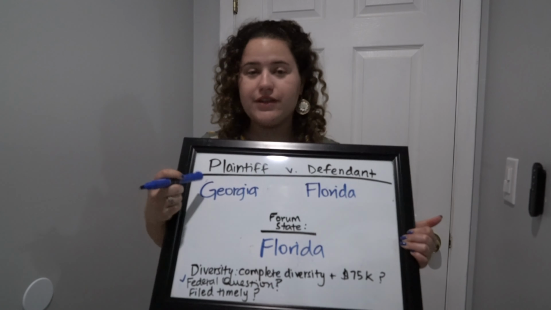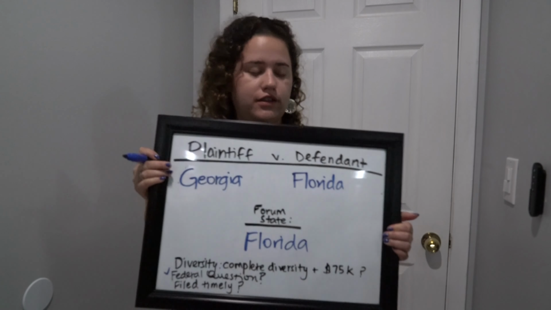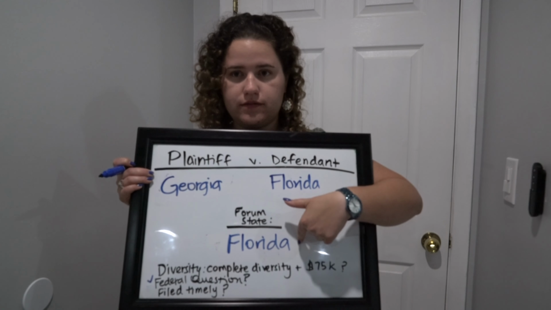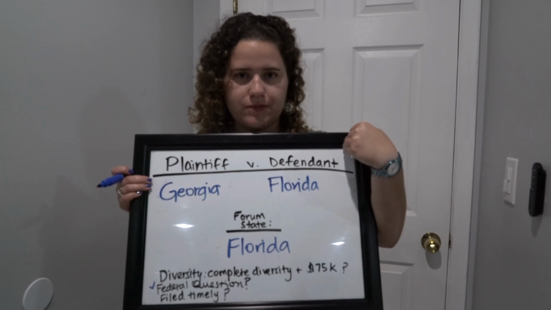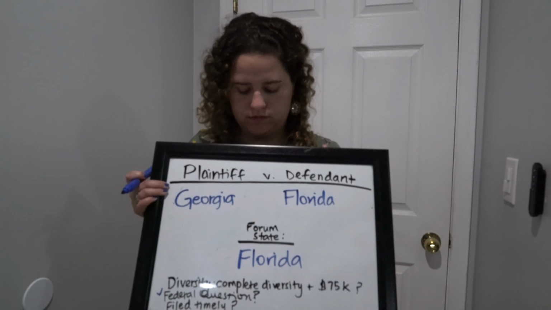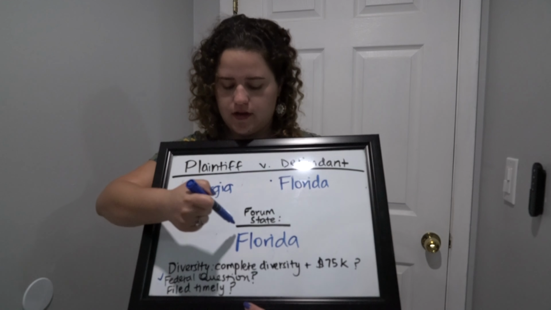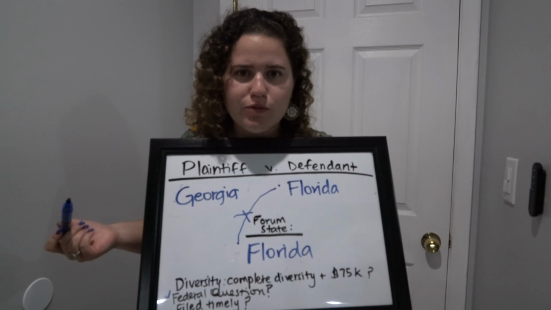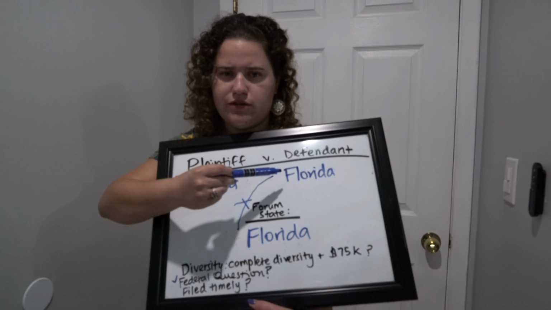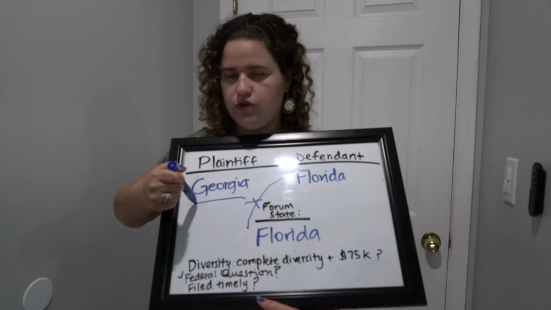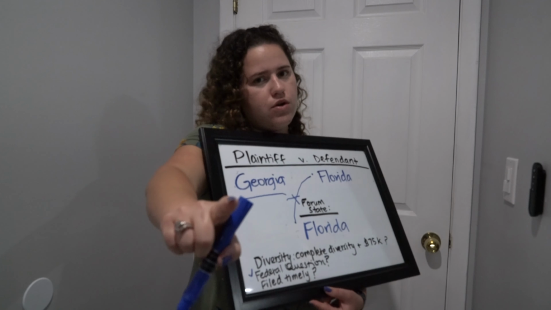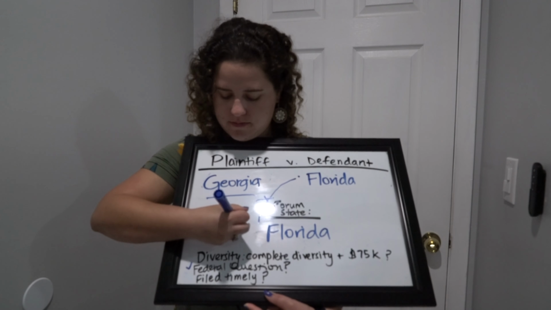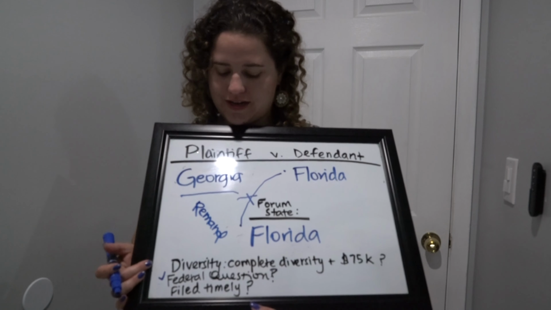Okay, now we have the plaintiff is still domiciled in Georgia, the defendant is domiciled in Florida, and the forum state is in Florida. Okay, the defendant now wants to remove. Uh-oh, we have an issue. The defendant and the forum state are the same state. This is a big no-no. Cannot remove. Even if the defendant tries to remove, what can the plaintiff do? The plaintiff can say, no, I don't want removal. And what is that process called? Remand. Just some legal jargon you're just going to have to get used to.